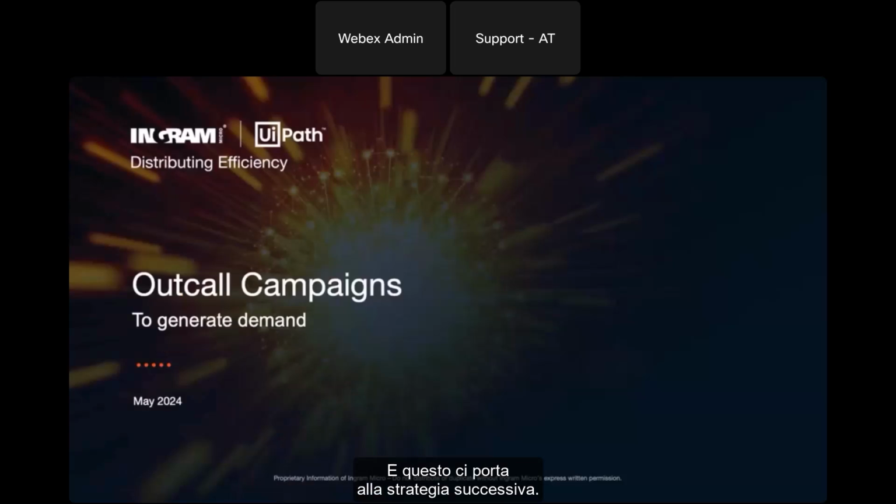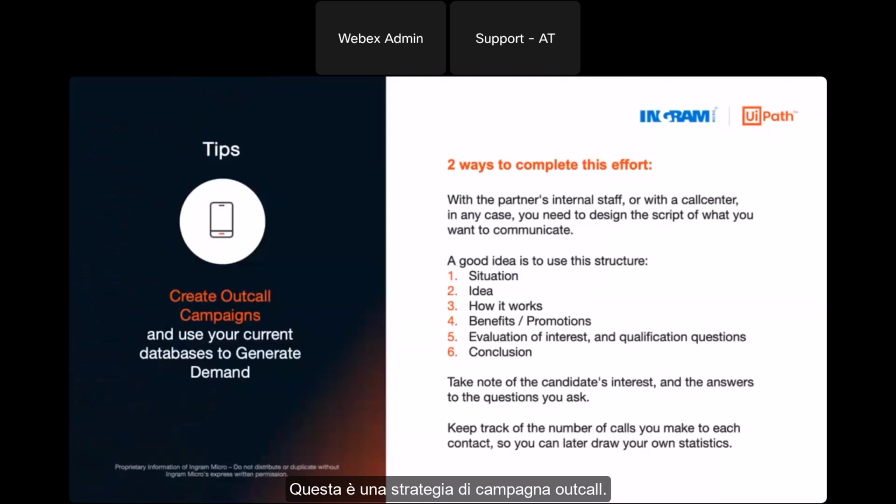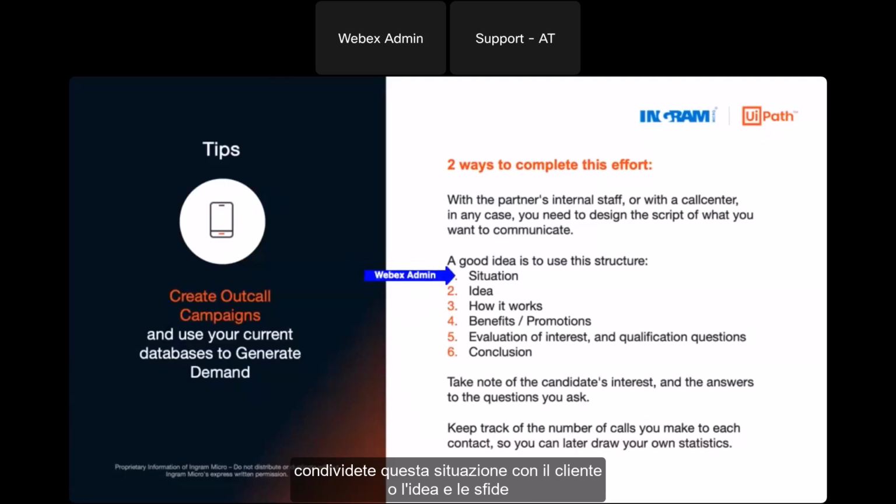And this takes us to the next strategy, that's an outcall campaign strategy, right? Again, as part of the same effort, the same strategy, or maybe a very focused strategy around outcall campaigns, right? So always have a script. A good idea for the script is, share this situation with your customer, all the idea and challenges around that situation, the solution that enables different benefits, or perhaps you are sharing a specific promotion, for example. And once you share the message with the customer, evaluate their interest.